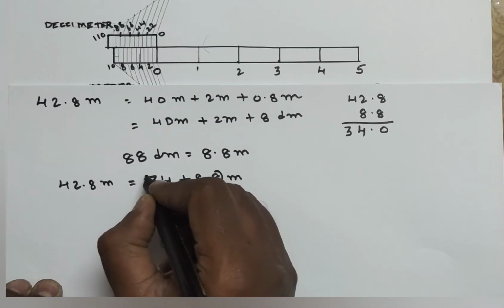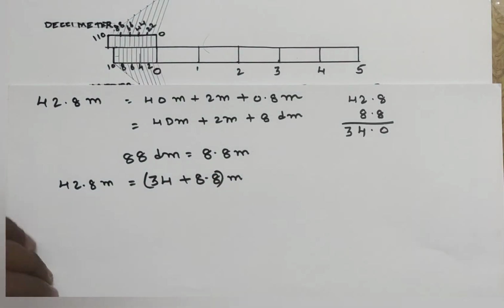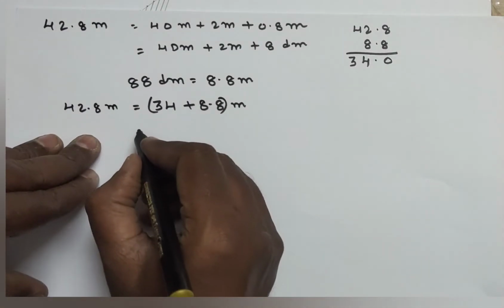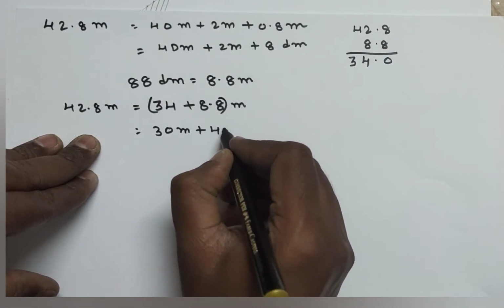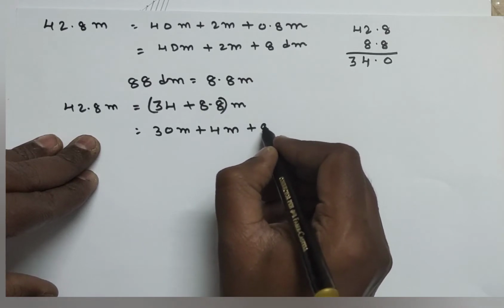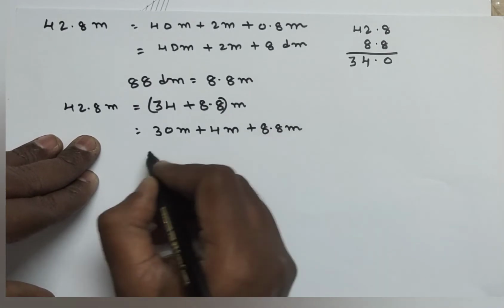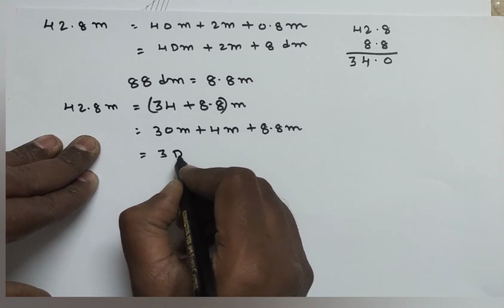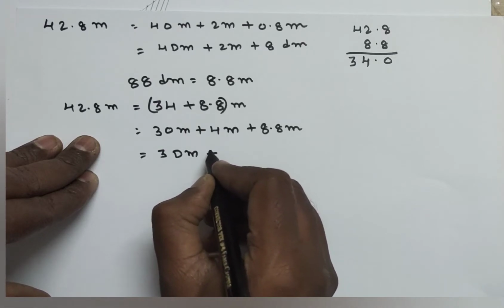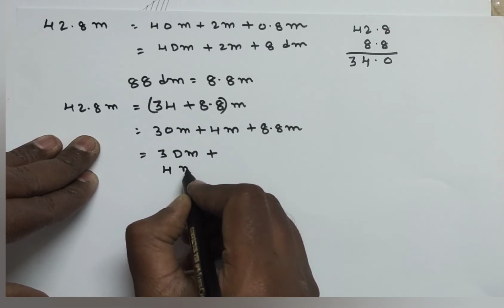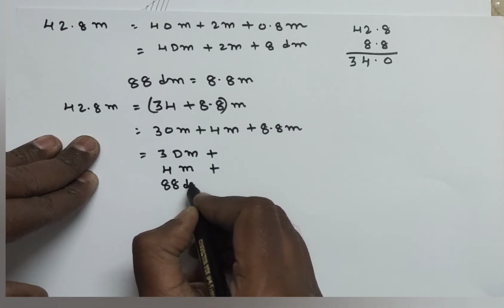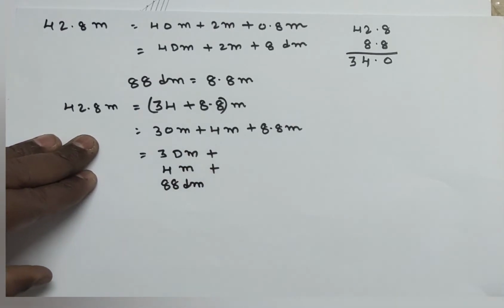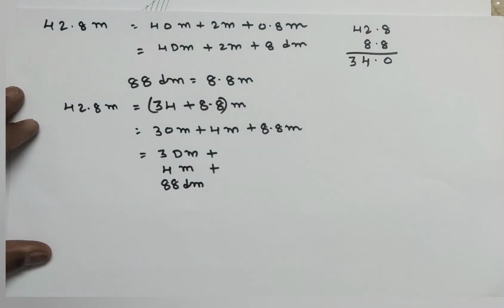It is correct. Now how are we able to do this? So here this is nothing but 30 meters, 4 meters plus 8.8 meters. That is equal to 3 decameters plus 4 meters plus 88 decimeters. All these are possible in the case of this particular problem.